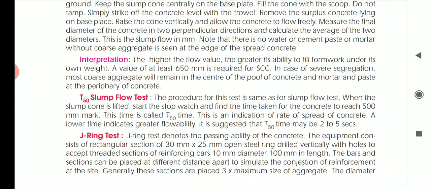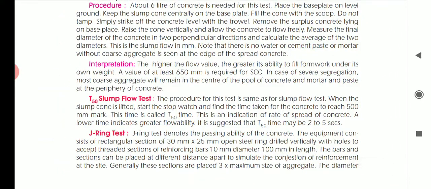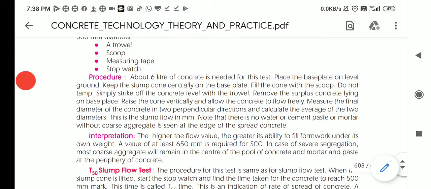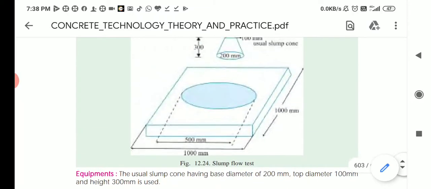If in less time it flows faster, then it shows more flowing capacity, or greater flowability. It is suggested that the T50 time may be 2 to 5 seconds. Okay, if you get the T50 time as 2 to 5 seconds, then it's well and good. Okay, this is the slump flow test for self-compacting concrete.